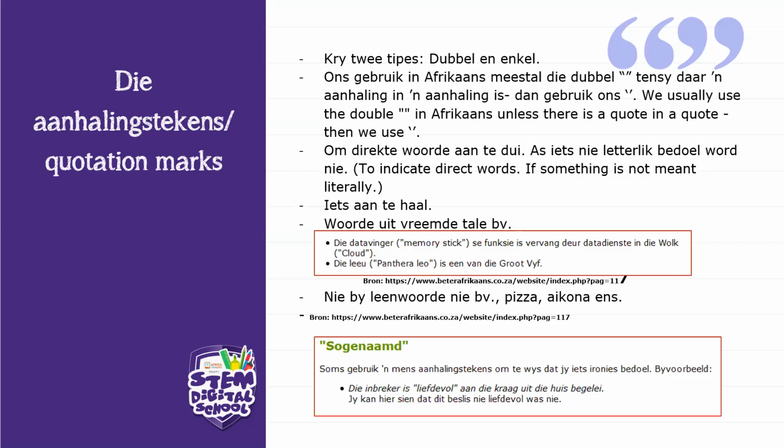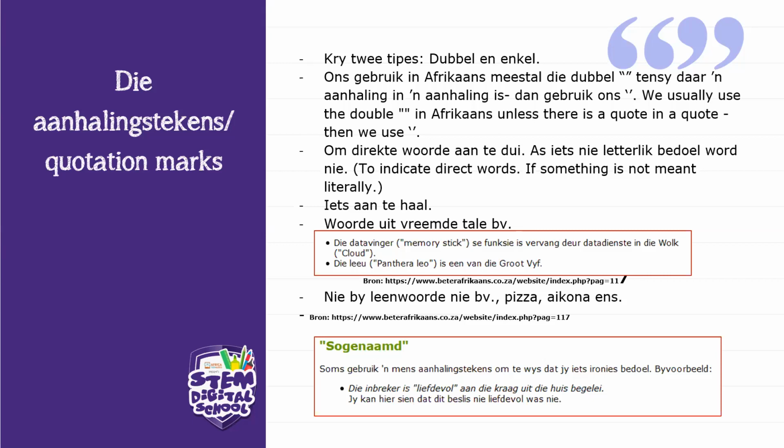But when that word is a recognized Afrikaans word, but we know that it comes from another language, such as Xhosa or Zulu, or like pizza, it comes from the Italian language, and it's a recognized word in Afrikaans, then we don't have to use the aanhalingstekens.